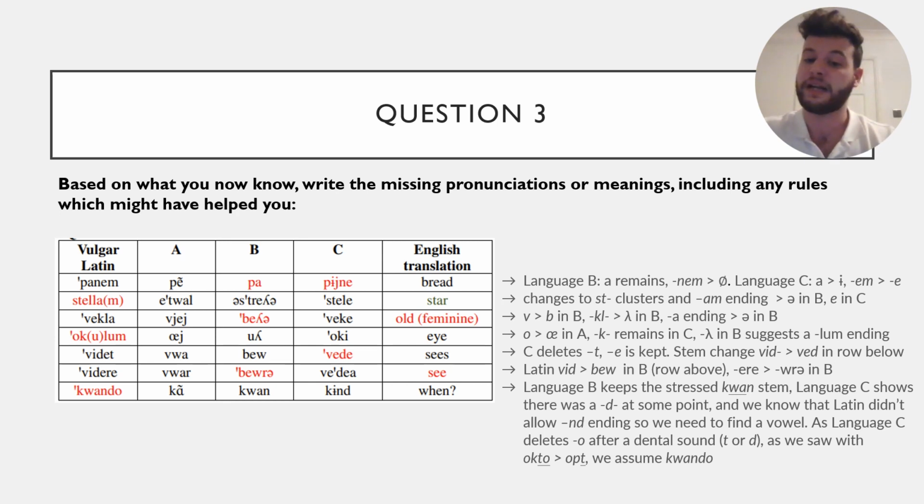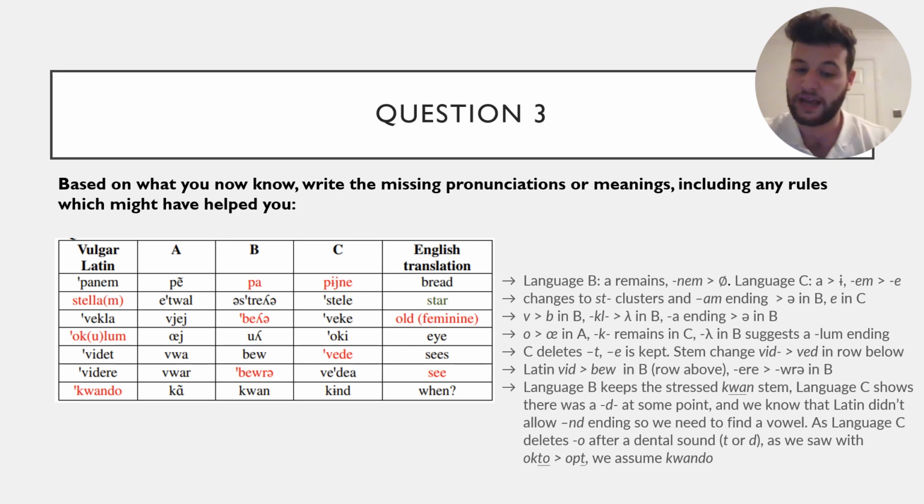So we know that also means see based on the row above. And the last one was the most challenging, this cuando. This was a real tough one. I know that language B keeps this quan stem, and it's highly likely that this entire stem, quan, because a nasalized vowel, which is that little wiggly line on top of the a in language A, ka, it's highly likely that we had an N after it.